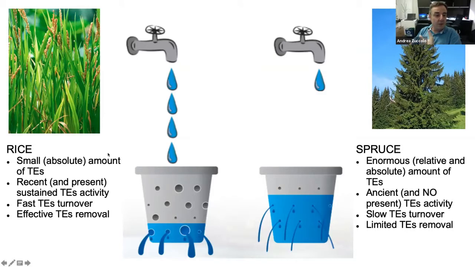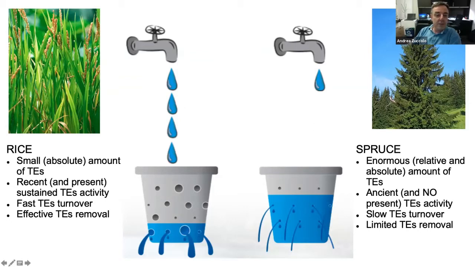We have evidence of recent and sustained activity. There is a fast turnover of these elements and an effective removal of these elements. Whereas in spruce, we have an enormous amount of Ts. They are ancient, with no evidence of present activity, slow Ts turnover, and limited removal.